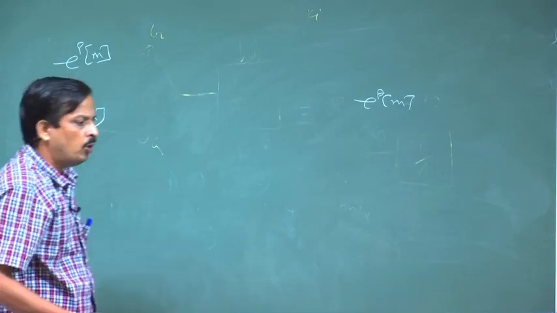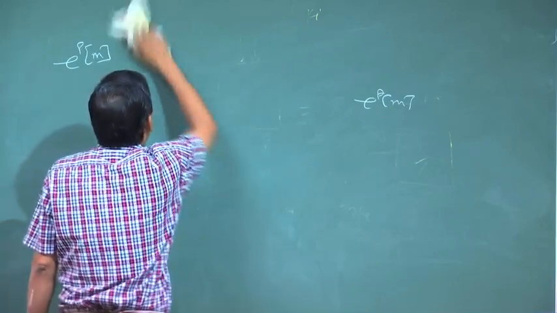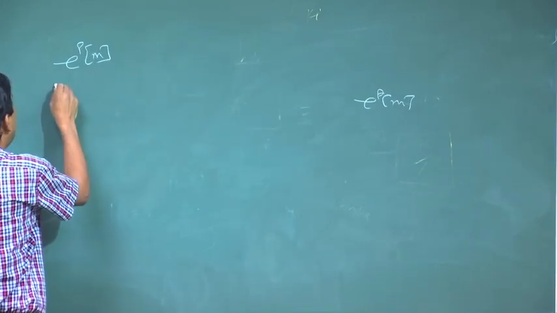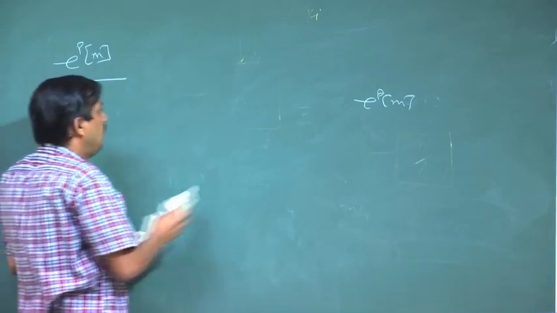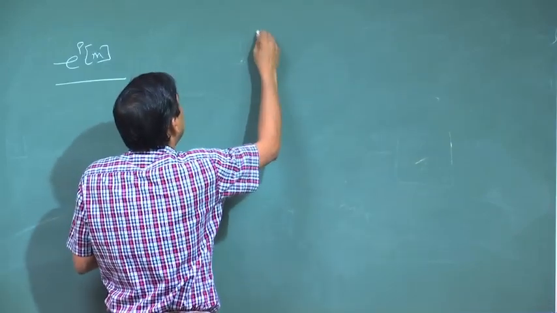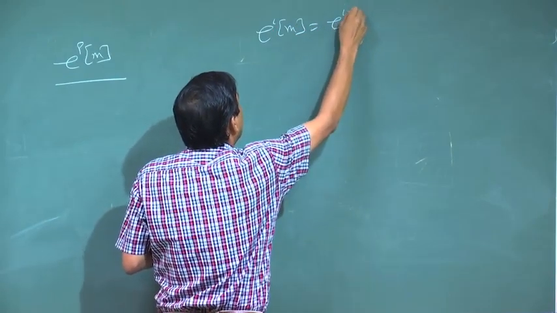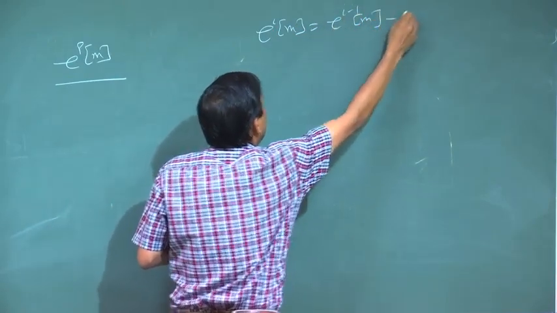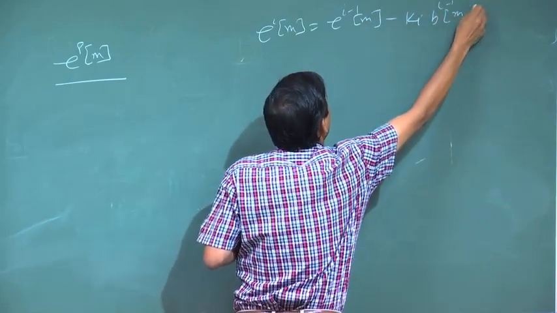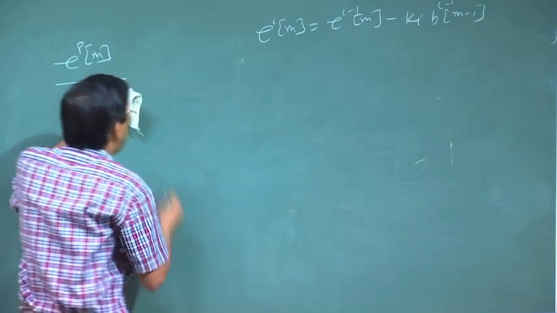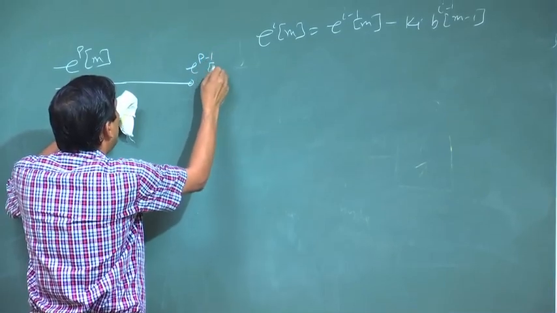Okay. So at the output, EPM is the error signal, which I know. If you remember the equation, EIM is nothing but EI minus 1 m minus Ki into BI minus 1 m minus 1. So if I know EPM, what I have to estimate is EP minus 1 m.